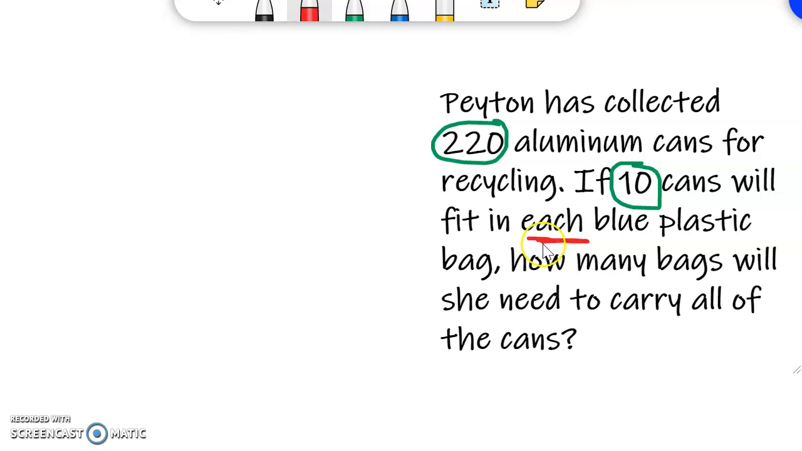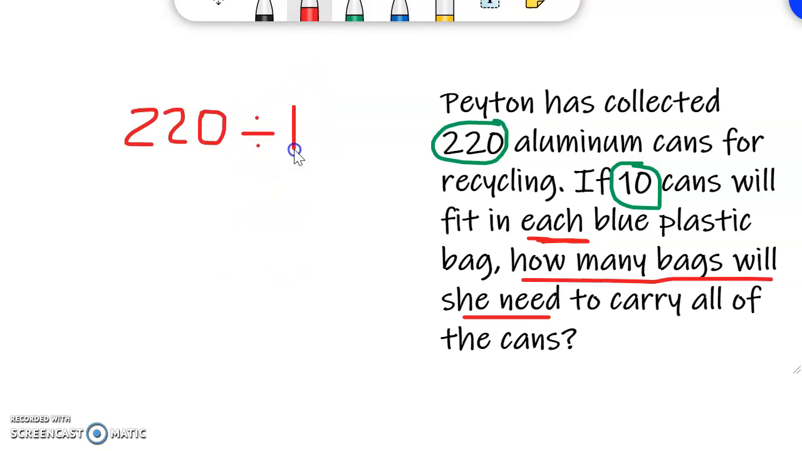And in this instance, I'm going to divide because I want to know how many bags she will need to carry all of those cans. So I'm going to set my division problem up. 220 is the dividend, and it goes first in the problem. And 10 is the divisor, so it goes second. 220 is what's being divided because there's 220 cans, and 10 is the divisor because that's the way it's being divided. They're being divided up in groups of 10.